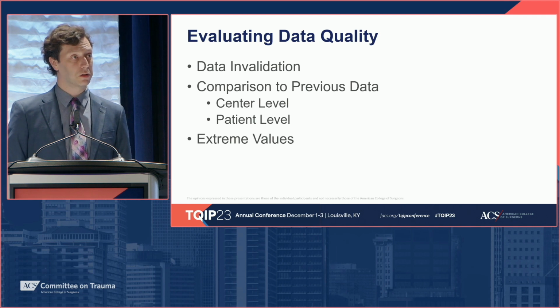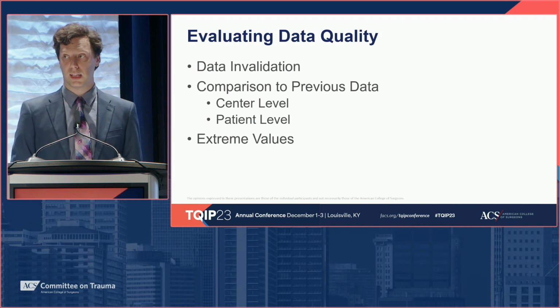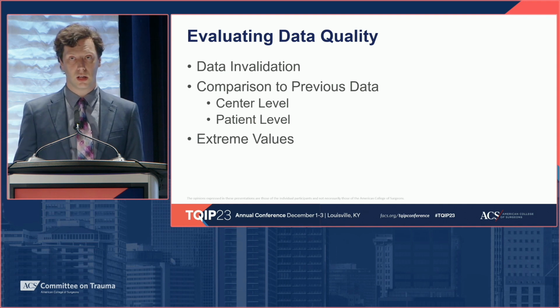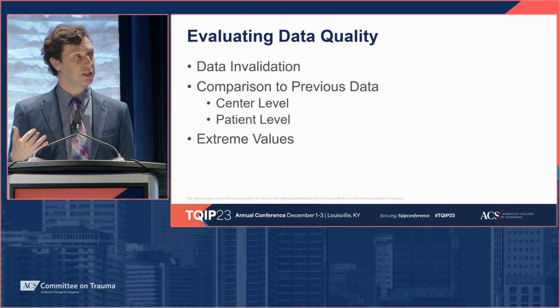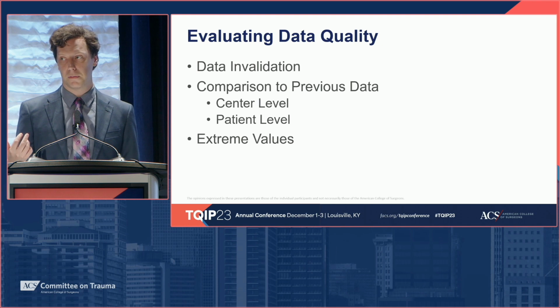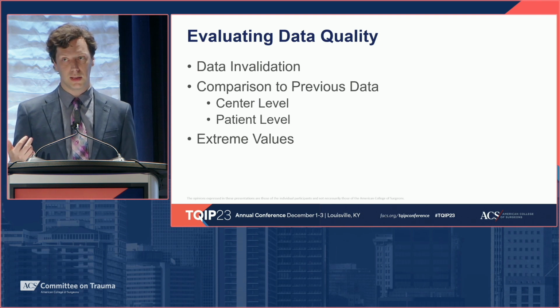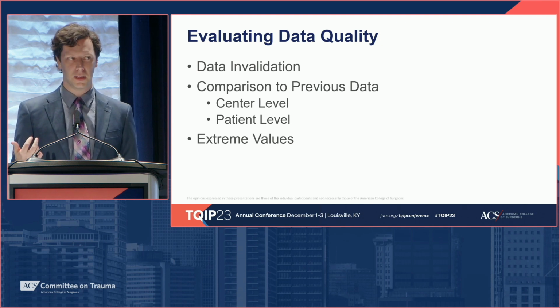We also look at extreme values. We do this, once again, at the patient and center level. We look at, for instance, who is the tallest patient? If someone reported a 20-foot tall patient, we're going to be a bit skeptical of that. At the center level, if you report one 7-foot tall patient to us, we believe it. If all of your patients are 7 feet tall, we're going to call you and confirm that that actually happened.